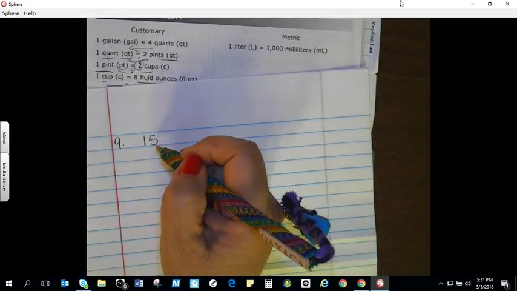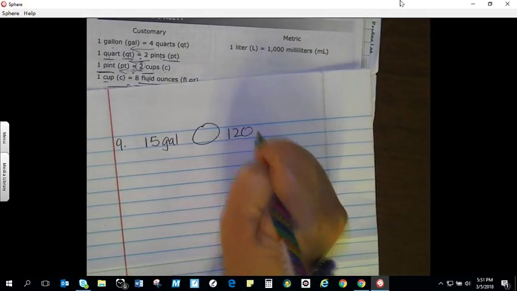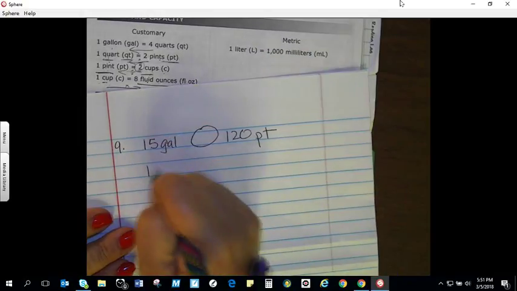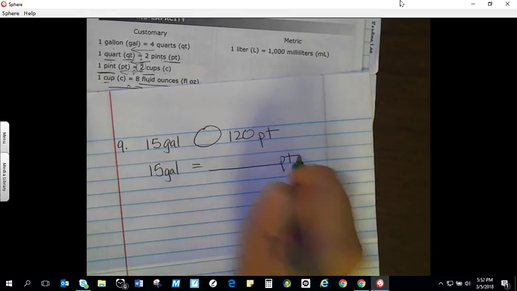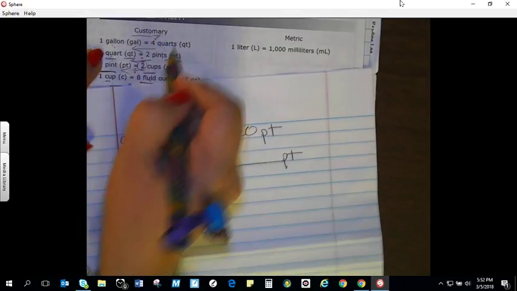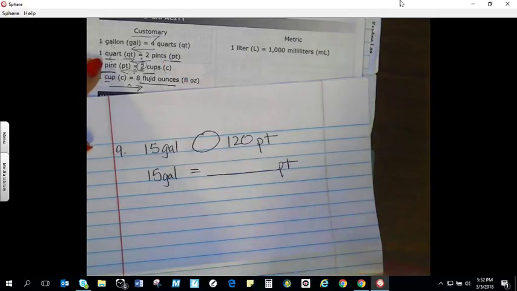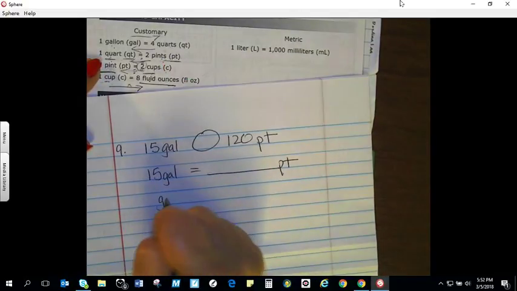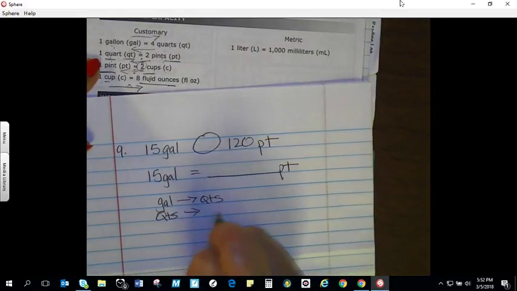So I'm looking at 15 gallons and 120 pints. So first of all, what is 15 gallons equal to? How many pints? So now, coming over here, here's gallon. I need to go to quarts, then from quarts to pints. So how many steps? Yep, 2 steps. Because I'm going from gallon to quarts, then from quarts to pints.